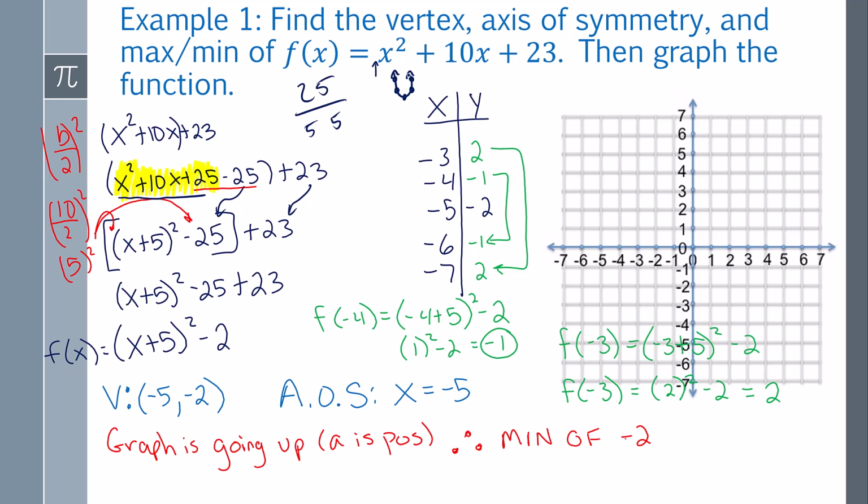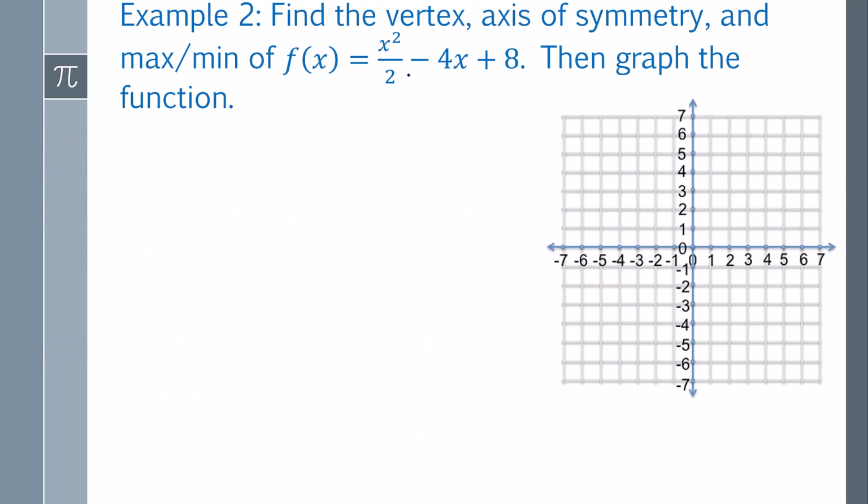So now we can go through and just start plotting the points. Our first one is negative 5, negative 2, and then negative 4, negative 1, and negative 6, negative 1, and then negative 3, 2, and negative 7, 2, and then I can sketch my parabola. Let's look at another one.